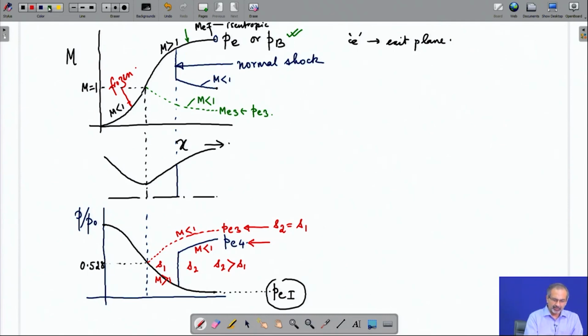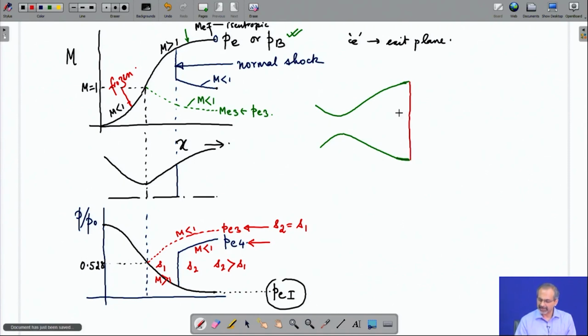Are there any other possibilities? Well, the answer is yes. Interestingly, the answer is yes. What are the other possibilities? For that, let us try to sketch the flow field to understand the other possibilities. One possibility is that the normal shock occurs at the exit plane. So, the flow all through the nozzle remains isentropic, but suddenly at the exit you have a normal shock. This is one possibility.